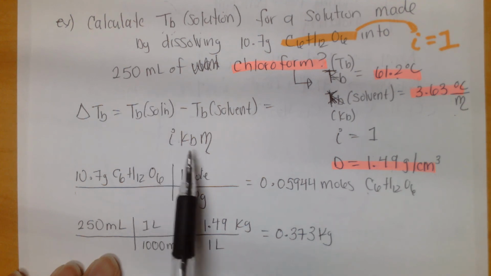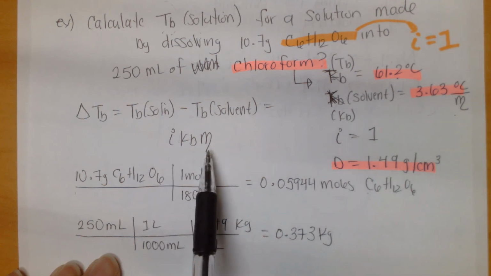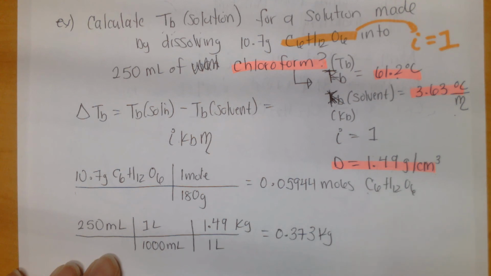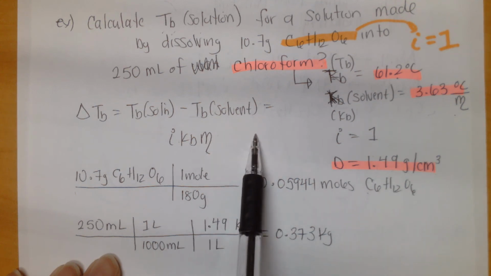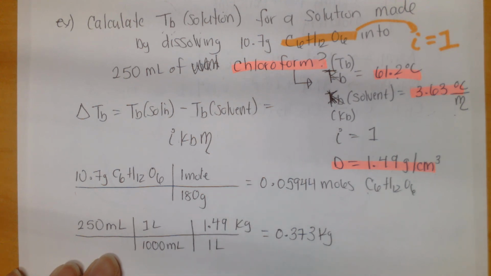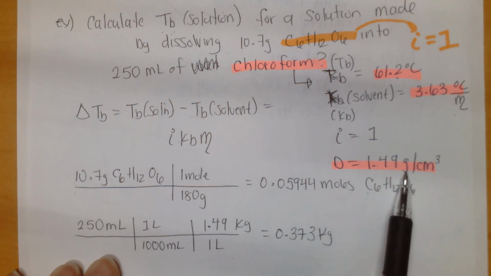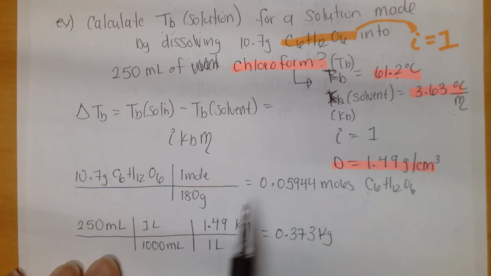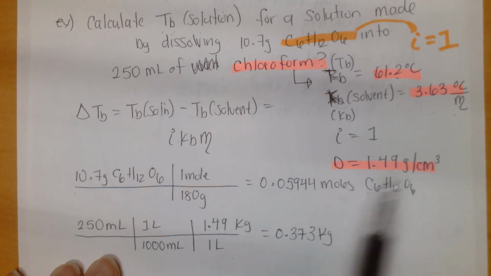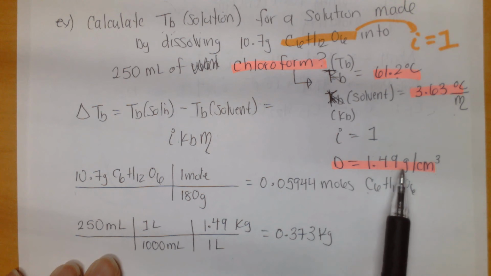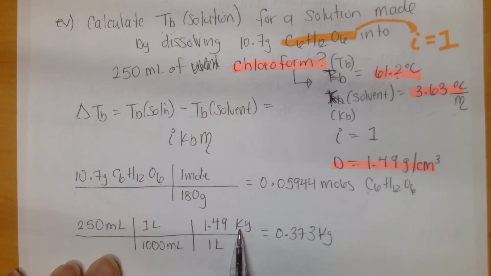Step 2, for molality, remember molality is moles of solute divided by mass in kilograms of solvent. So we have our 250 milliliters turning to liters, and then multiplying by the density, which I turned from grams per centimeter cubed or grams per milliliter into kilograms per liter. To go from grams to kilograms is a factor of 1,000. To go from milliliters to liters is a factor of 1,000. So this can be in grams per milliliter or kilograms per liter.